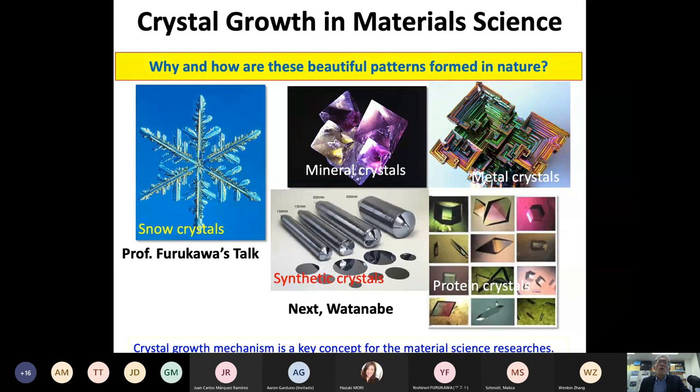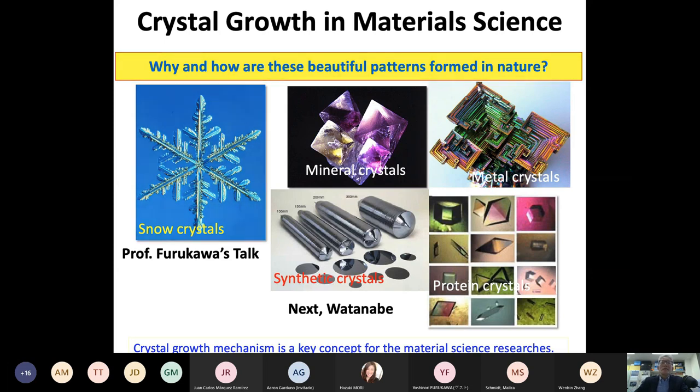Yes, so material science covers many fields in science. Many researchers have interest in solid state physics, but solid state physics is not so sensitive to gravity. Gravity-related and gravity-sensitive phenomena are in the field of crystal growth and material processing in material science. So today I talk about this synthetic crystal making field.